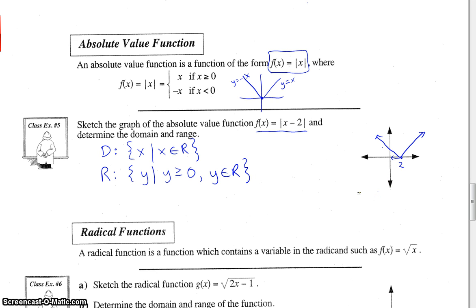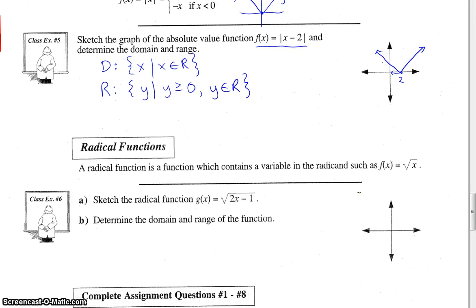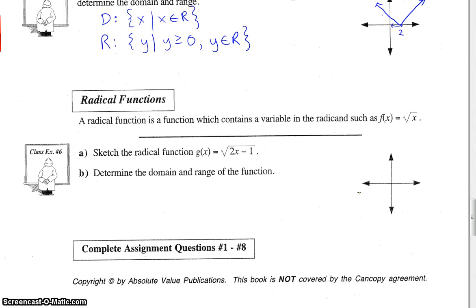All right, so those are absolute value functions. We're going to do more with those later in the course. Let's look at radical functions. Radical functions are any function in which the variable is under the radical sign, so the variable is in the radicand, such as this nice basic function. And when that one's graphed, it looks like this. And that anchor point or key point is actually at 0, 0.